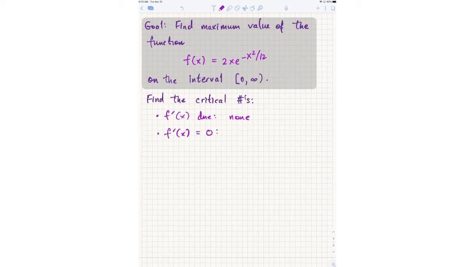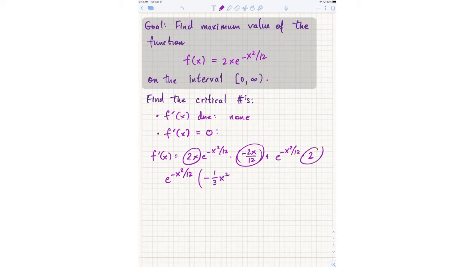Now let's take our derivative and set it equal to zero. So make sure you actually do the product rule correctly here. We get first derivative second plus second derivative first, and setting that equal to zero on the next line. So let's actually simplify this. Let's factor out the e to the negative x squared over 12, right? That's on both terms. And then here we're left with, in the first term, negative 2x over 12 times 2x. That's negative 4x squared over 12. That's negative x squared over 3. And then here we're just left with a 2. Right, and then we're going to set that equal to 0.